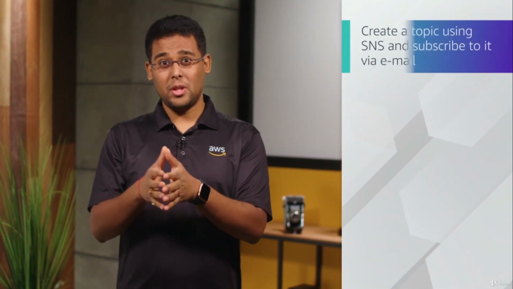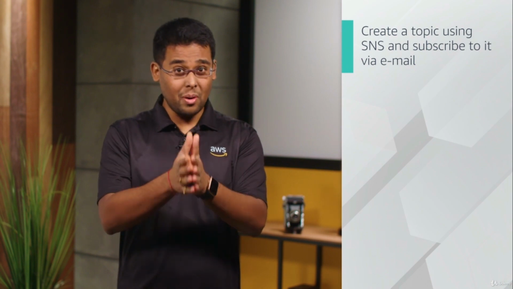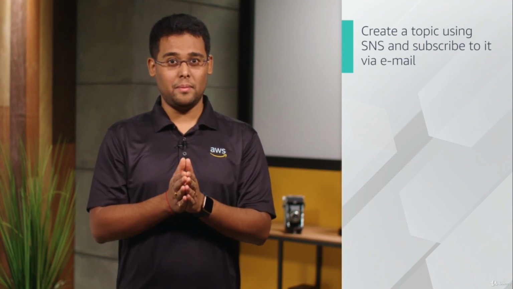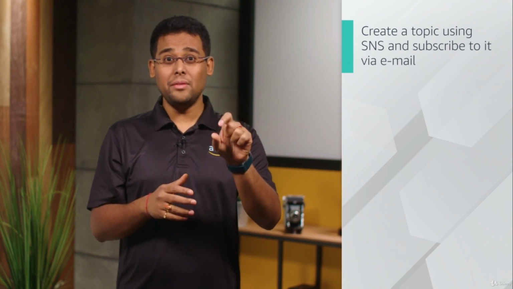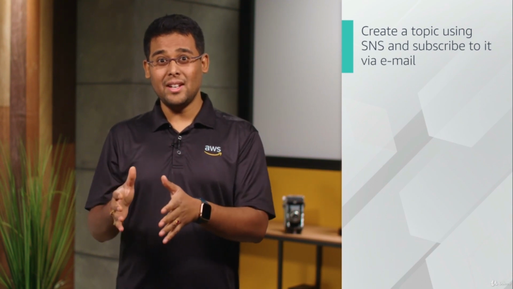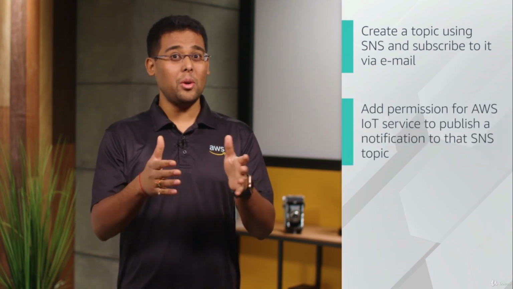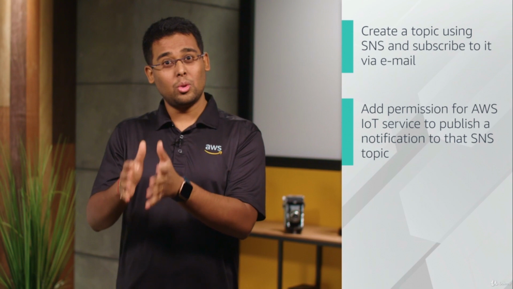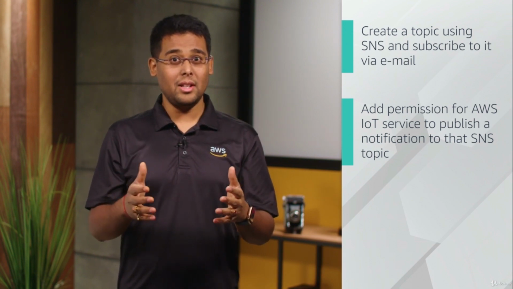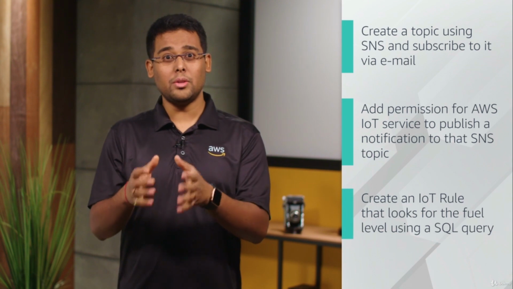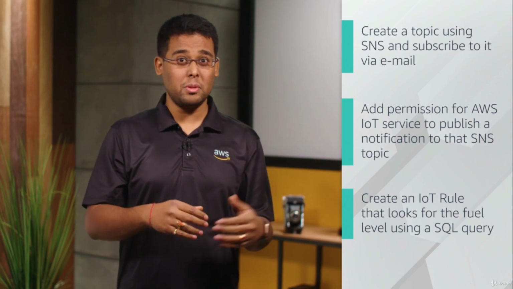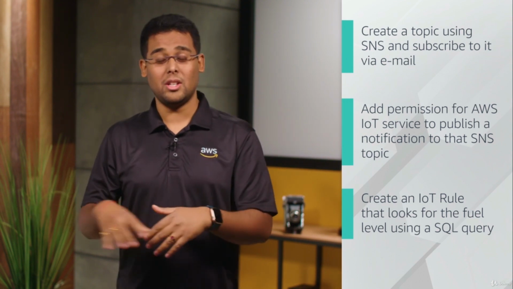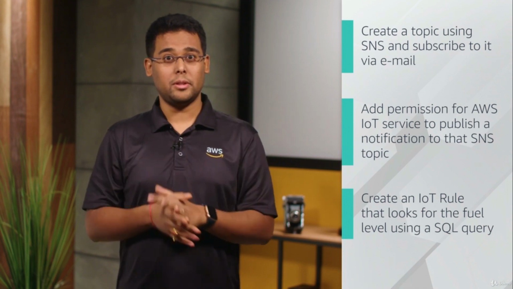You will create a topic using Simple Notification Service and subscribe to that topic via your email. Please ensure you have access to the email you are using, since you need to confirm the subscription for this entire workflow to work. Once you are done, you will add permission for the AWS IoT service to publish a notification to that SNS topic. And finally, you will create an IoT rule that looks for the fuel level using a SQL query on the incoming telemetry data, like the engine speed, the odometer readings, and a lot of other things that you will get prior to publishing to that topic.